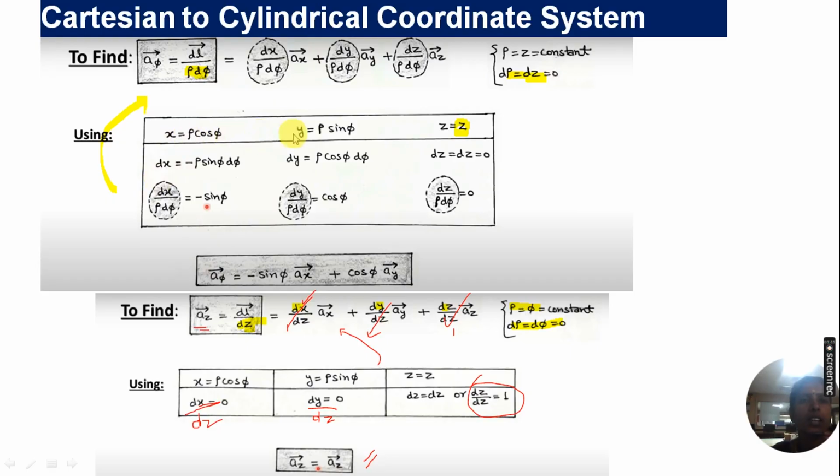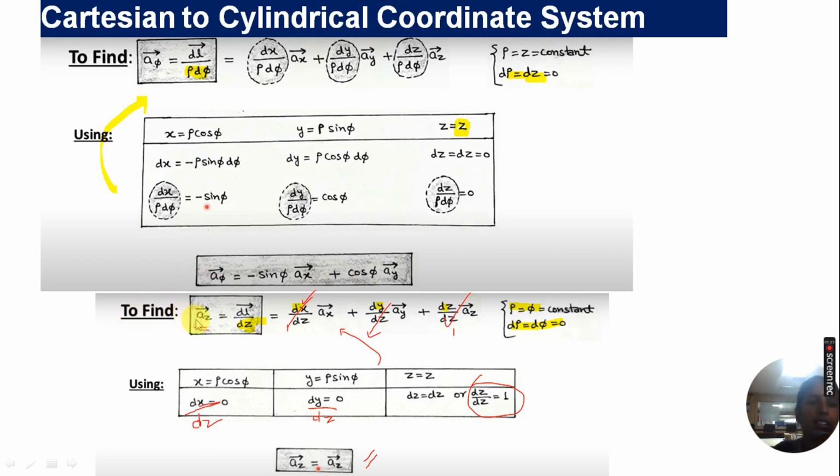So taking x, y and z, the expressions that we got in the previous slide, we are just differentiating x with respect to phi. Rho is already getting cancelled, and we get the differentiation of cos phi as minus sin phi. Whereas here dy by rho d phi, the differentiation will result in cos phi only. But here, since there is no phi term, this component will be 0. Substituting all in the above expression, we get the expression for a phi cap, that is minus sin phi ax cap plus cos phi ay cap.